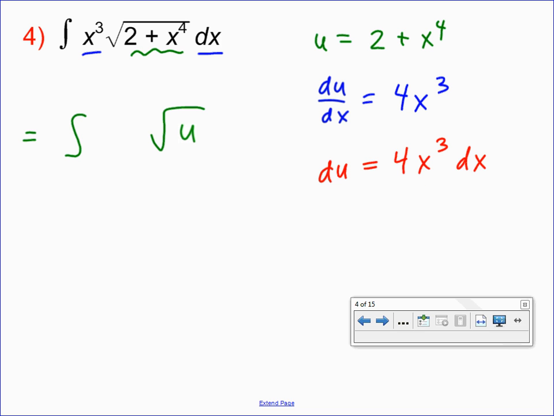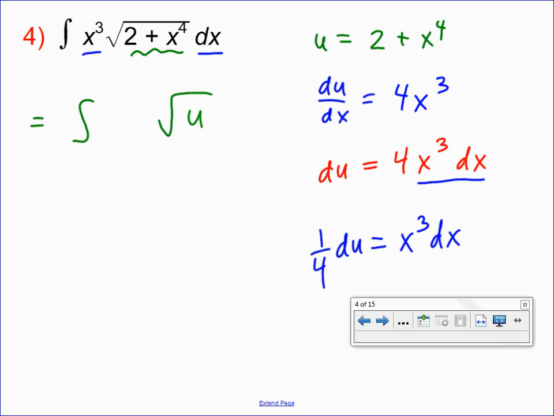And so what I want to do is isolate that blue underlined x cubed dx by dividing over by 4, so I get 1/4 du is what's going to go into my original integrand for the x cubed dx. That's what's going to replace the x cubed dx and complete my substitution. So it looks like we had that whole thing. I'll put my 1/4 here, then I'll put my du here.